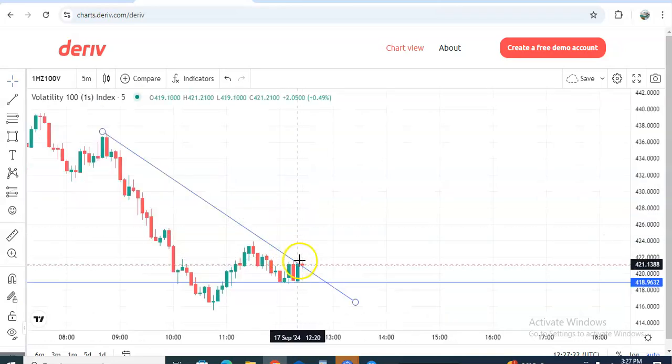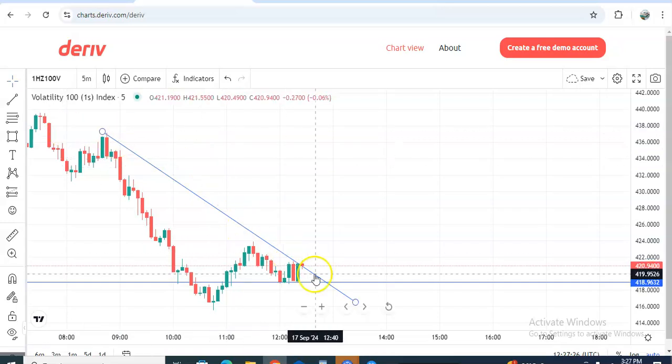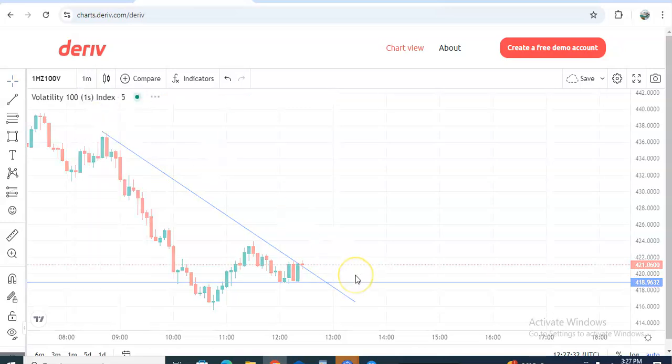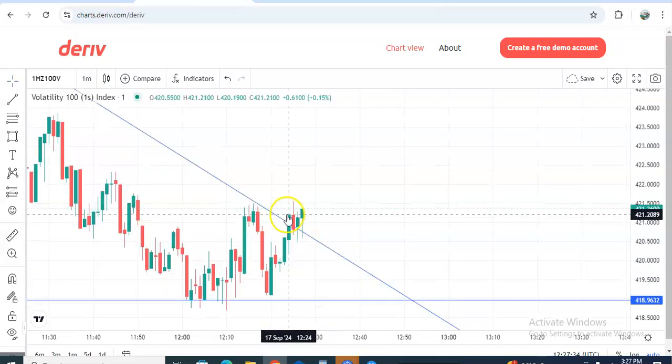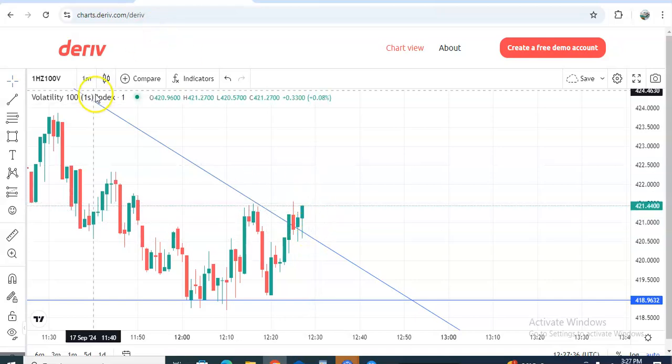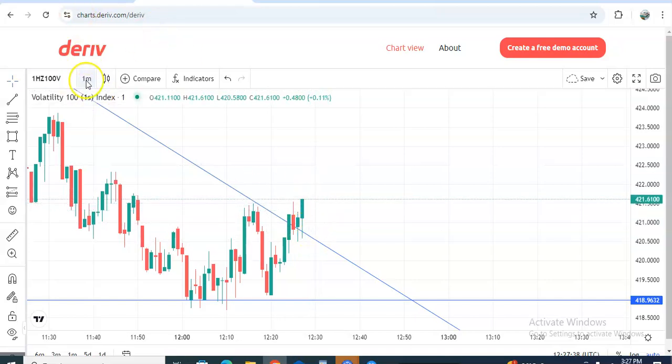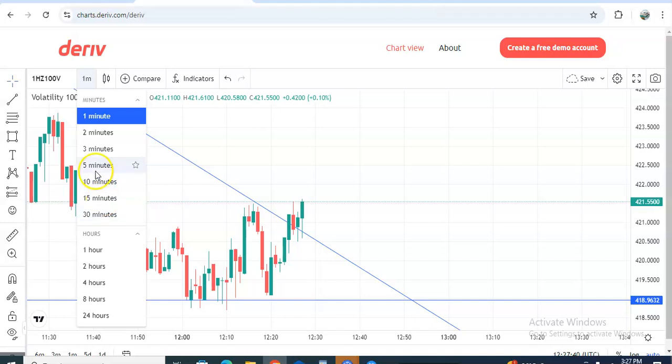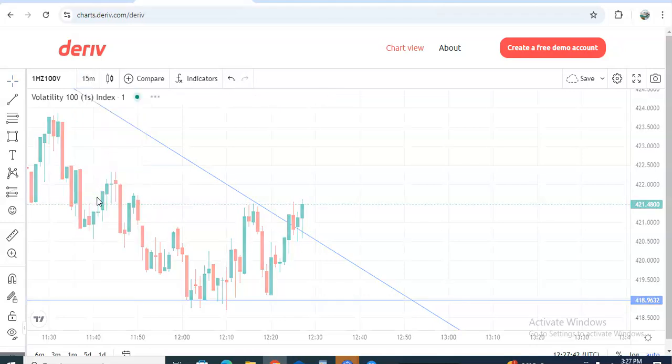As you can see here, it has touched our trend line, so it might go up or down. Let's wait. See, it has passed here. Let's go with 15 minutes to see.